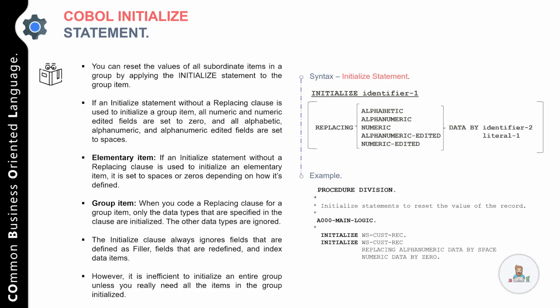The second statement is also doing the same thing, but this time I've explicitly specified what values it should use to initialize the alphanumeric and numeric data. So I've used the INITIALIZE keyword followed by the group variable name. After that, I've specified REPLACING ALPHANUMERIC DATA BY SPACES and NUMERIC DATA BY ZEROS. So in this case, all the elementary items which are defined as alphanumeric will be initialized with spaces, and all the elementary items which are defined as numeric will be initialized with 0.